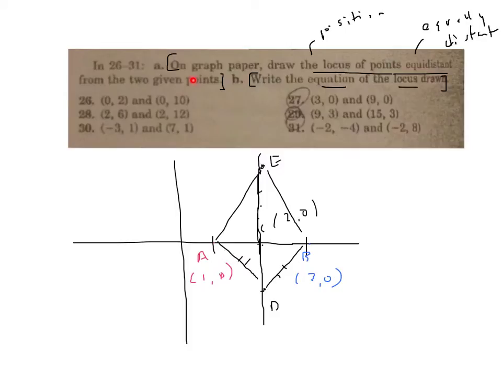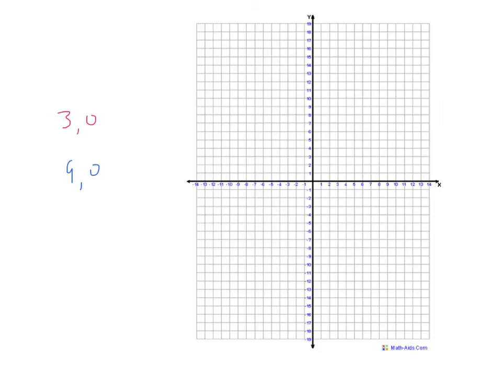So let's go ahead and start working on this with question 27, where our 2 points are 3, 0 and 9, 0. Alright, so our first question asks for the points 3, 0 and 9, 0. So we'll start with 3, 0 right there. And our other point is at 9, 0. And this one is very similar to what we just solved. It's just going to be a straight vertical line that's running exactly in the middle of these 2 points, just like that. So it's going to be at the point 6, 0, and then a vertical line.